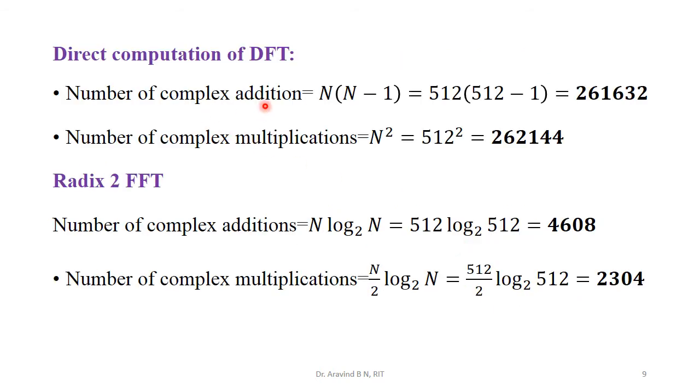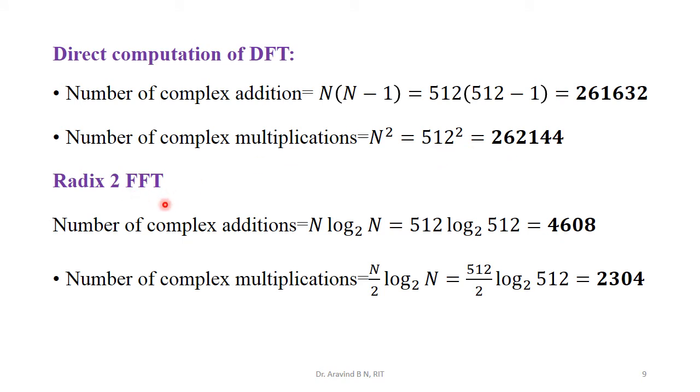Now the number of complex additions is n into n minus 1, where n is 512, as given in the question. So 512 into 512 minus 1, so much of a value we are going to get. Similarly, the number of complex multiplications with respect to the DFT is n square, so 512 square. So this is the value we are going to have.